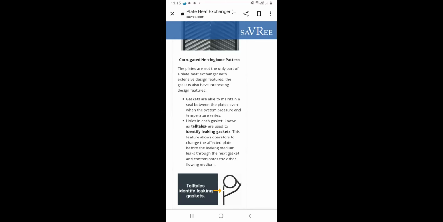Holes in each gasket, known as the telltale hole, are used to identify the leaking gasket. This feature allows operators to change the affected plate before the leaking medium leaks to the next gasket and contaminates the other flowing medium. So the telltale identifies the leaking gasket. These are the two features of the gasket used with the herringbone pattern, the corrugation type plate.